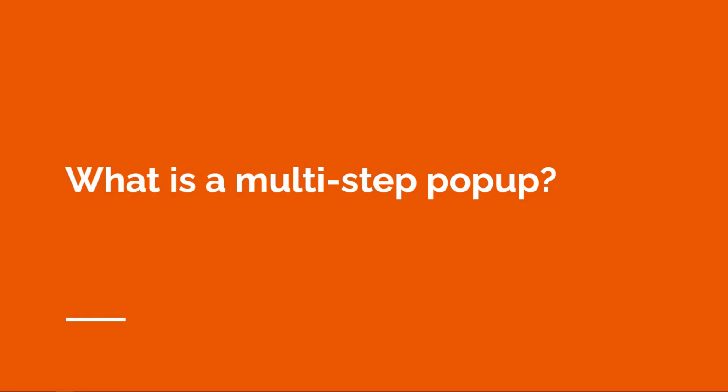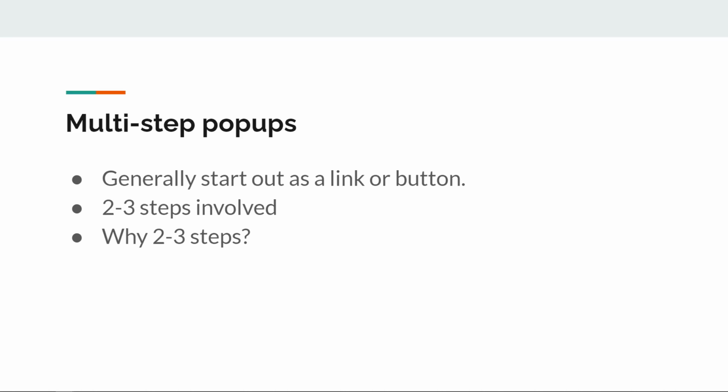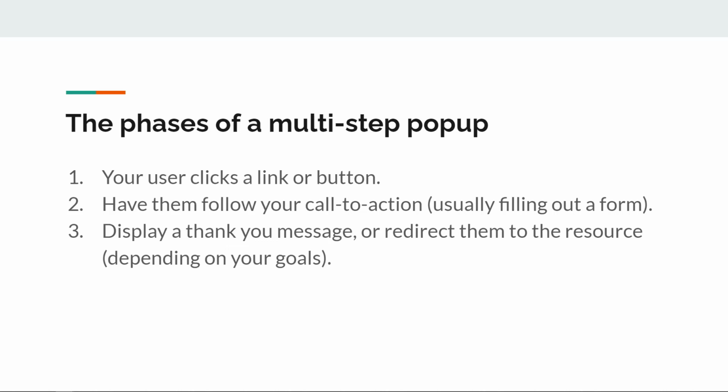So what is a multi-step pop-up? Multi-step pop-ups generally start out as a link or a button. They usually have 2 to 3 steps involved to get through the pop-up process. Now, why 2 to 3 steps? The phases of a multi-step pop-up: your user clicks a link or a button, they follow your call to action in the pop-up, usually filling out a form, and then you display a thank you message or redirect them to the resource that they were actually interested in, right? The reason they clicked the link or the button, the reason that they filled out your form. It all depends on your goals.